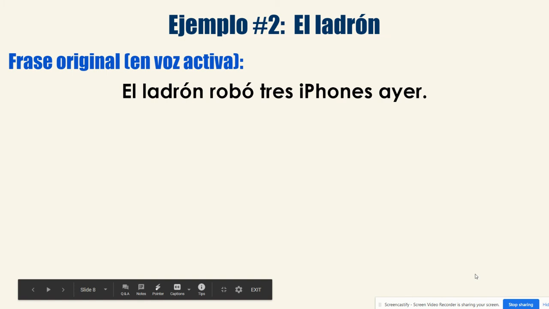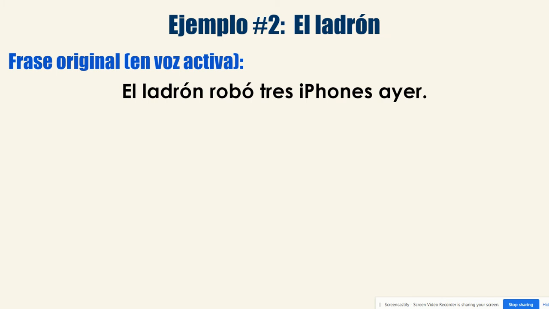Let's take another look. Ejemplo número dos, el ladrón. El ladrón means the thief or the robber. So here's my frase original en voz activa, right? In my active voice, a regular sentence. El ladrón robó 3 iPhones ayer. So the thief stole 3 iPhones yesterday.